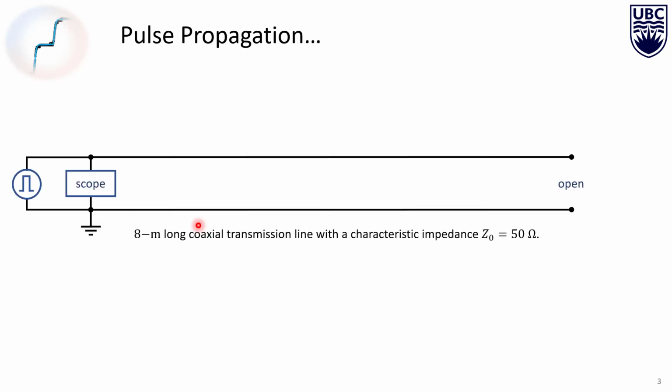Okay, so the experimental setup is quite simple. We're going to have a pulse generator, which will produce a narrow pulse in time. At the output of the pulse generator, we'll have an oscilloscope attached. Then we're going to connect a long transmission line at that input to the oscilloscope. The transmission line, again, is about 8 meters long. One thing I should tell you is that the output impedance of the pulse generator is 50 ohms, and that's matched to the characteristic impedance of the transmission line.